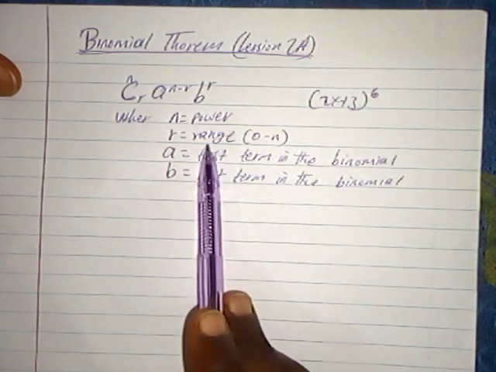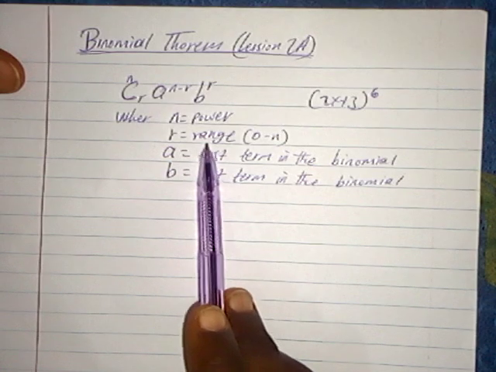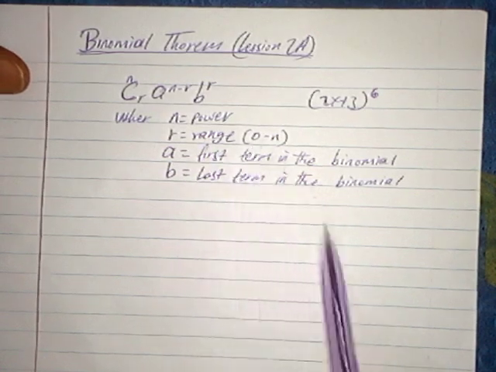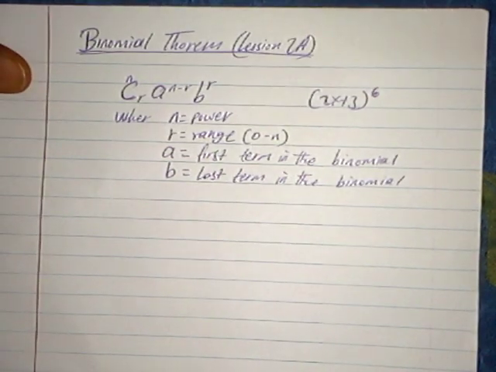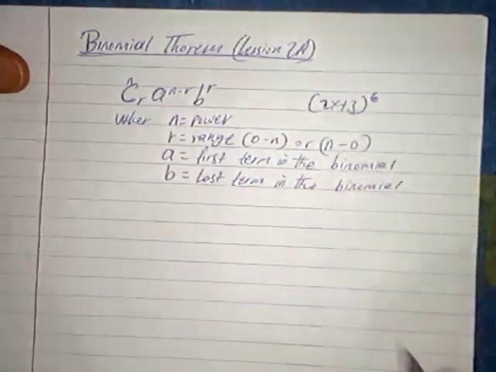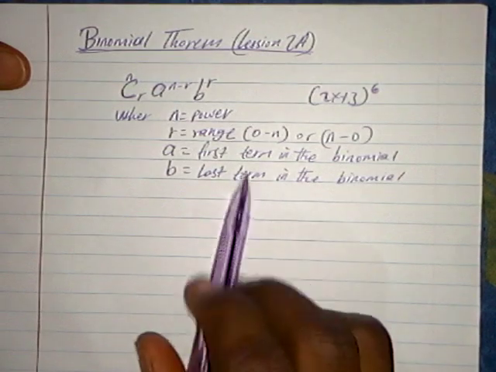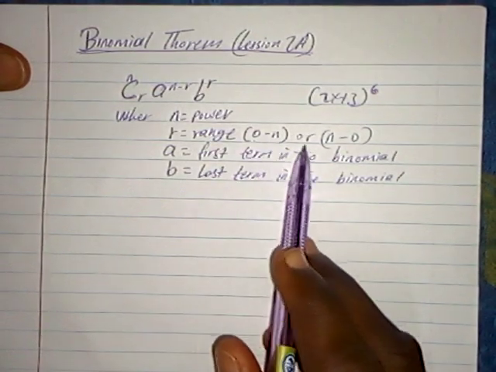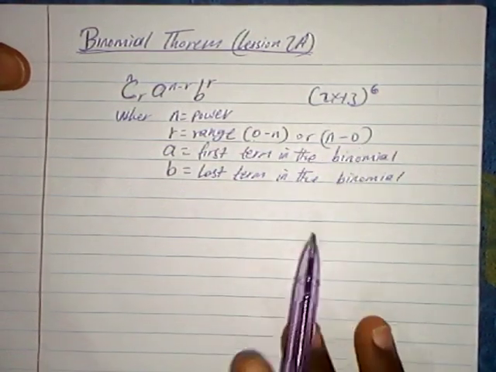Where r is the range, means that the range starts from what? 0 to n. If they told you that it is in ascending power, right? If they told you that it is descending power, it must start from n to 0, right? Good. If it is ascending, from 0 to n. If it is descending, from n to 0, right?